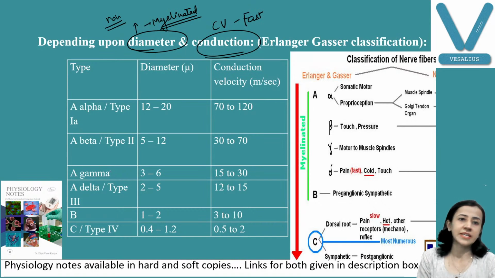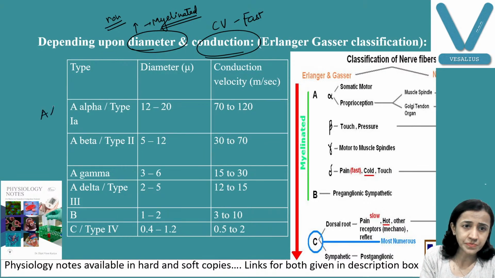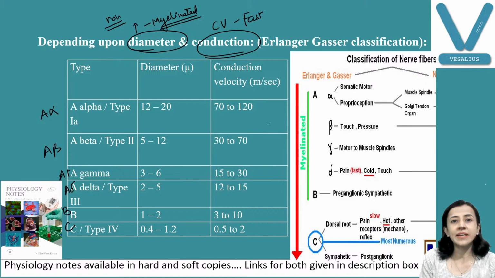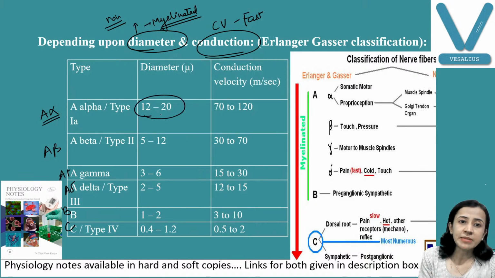You can see here, the fibers are A alpha, A beta, A gamma, A delta, B and C type. Gradually diameter decreases, and conduction velocity also decreases. I repeat, try to remember all these values. A alpha, diameter 12 to 20 micrometer or micron.